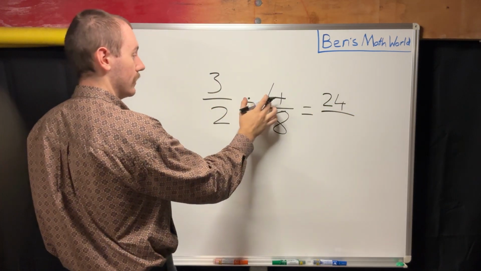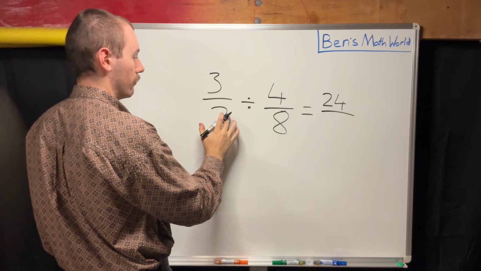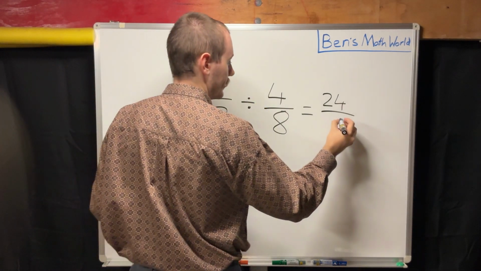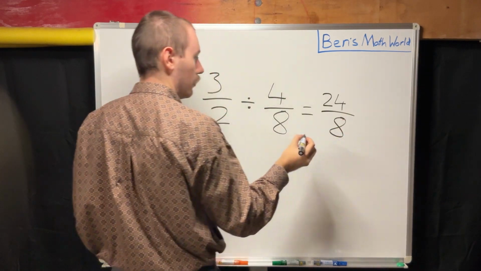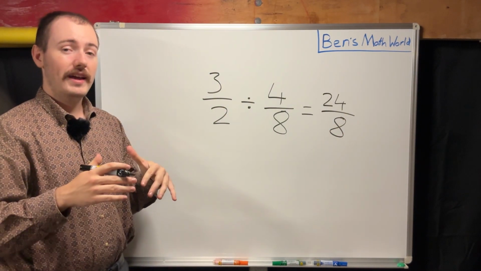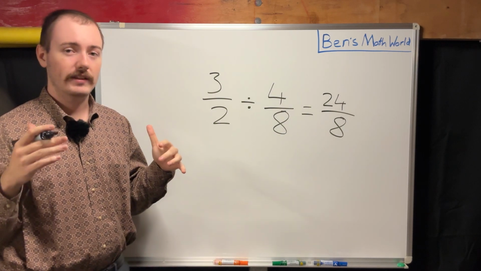So now we do this and this. So we multiply the denominator of the first fraction by the numerator of the second fraction. 2 by 4, that's 8. 24 over 8. Now, remember, that is our answer, but we have to simplify to get that A.